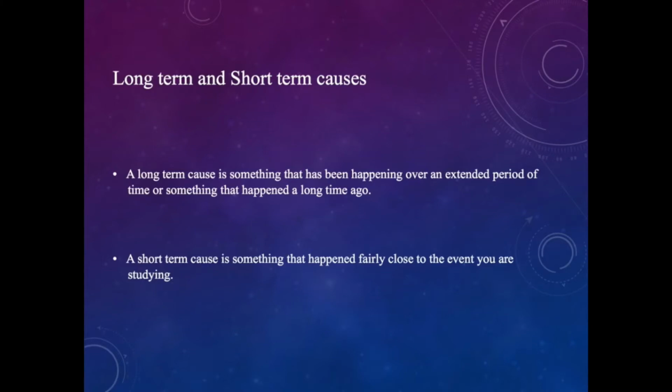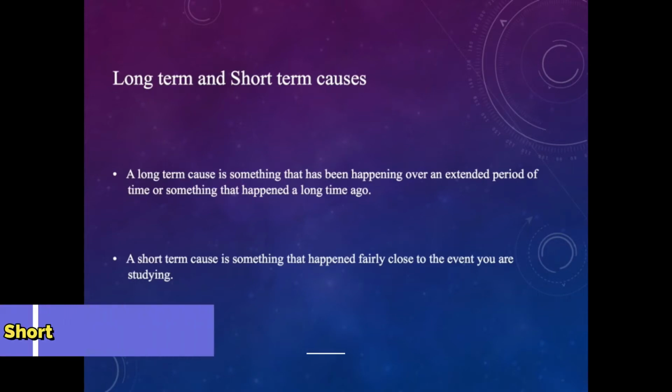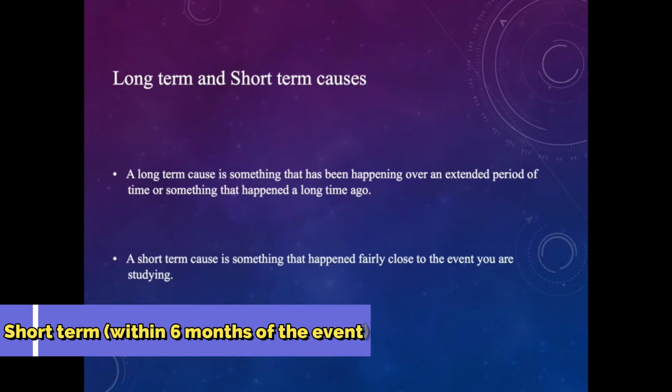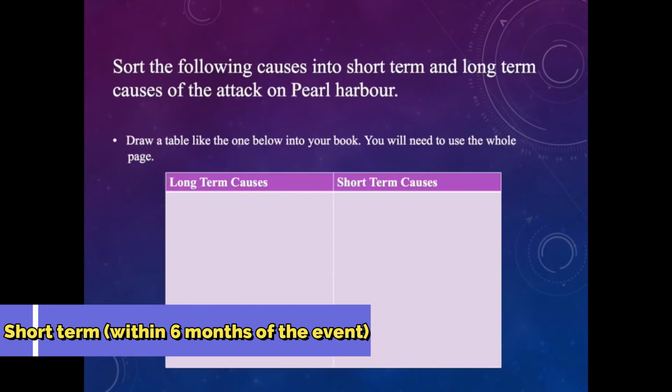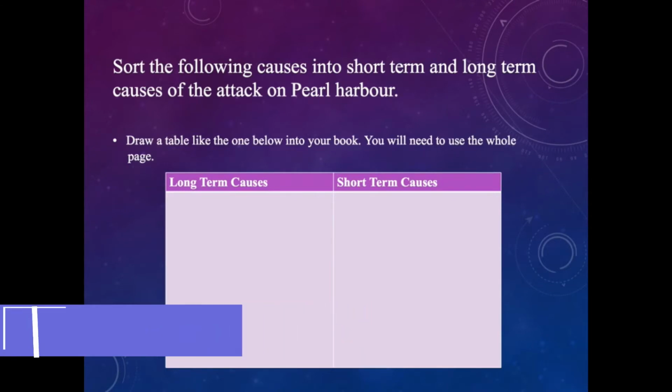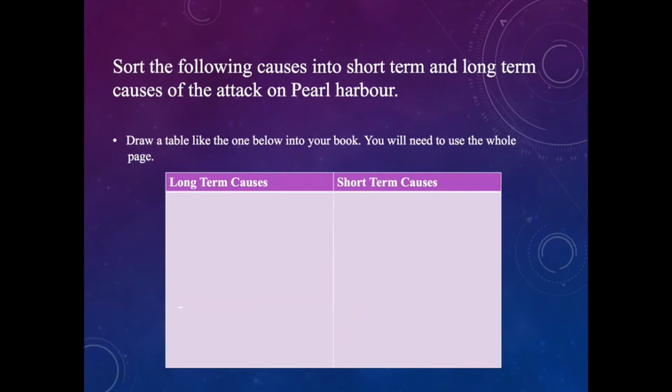Long-term and short-term causes. A long-term cause is something that has been happening over an extended period of time, or something that happened a long time ago. A short-term cause is something that happened fairly close to the event that you are studying. Sort the following causes into short-term and long-term causes of the attack on Pearl Harbor.